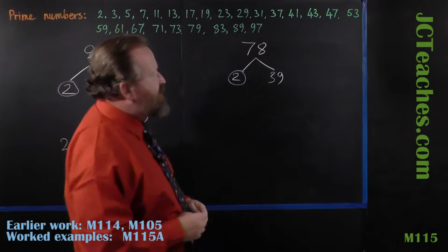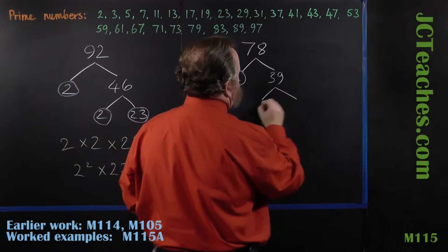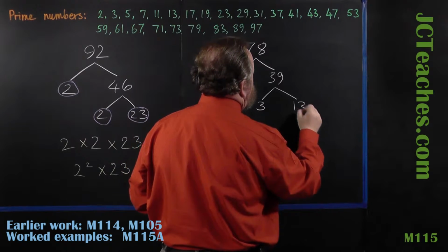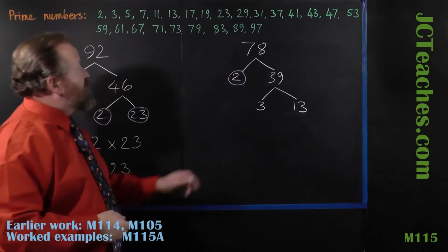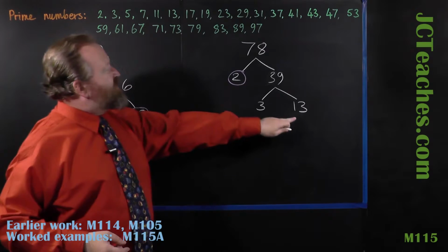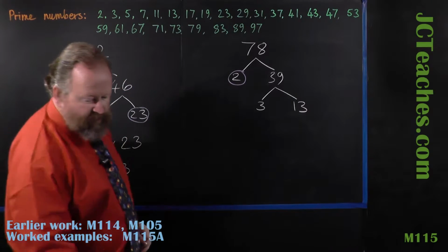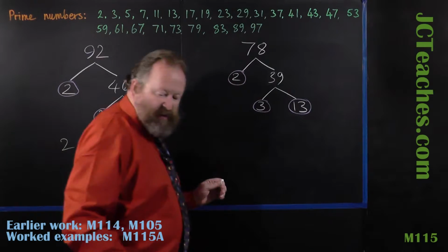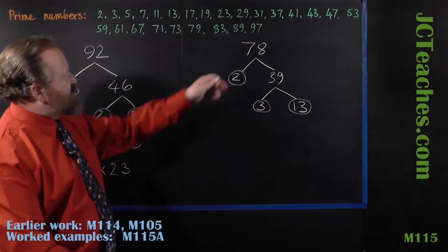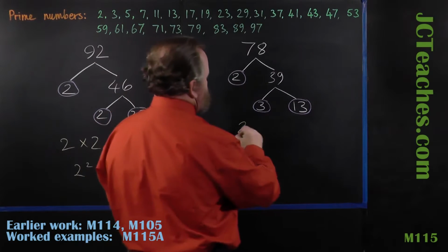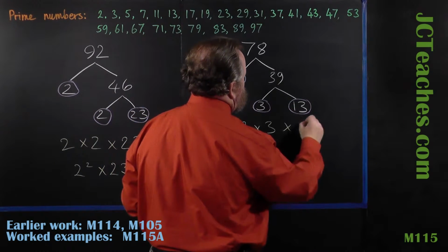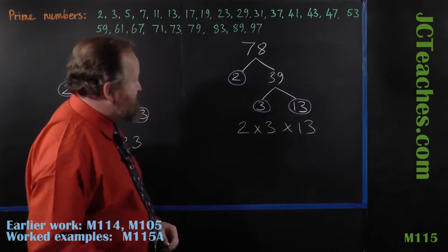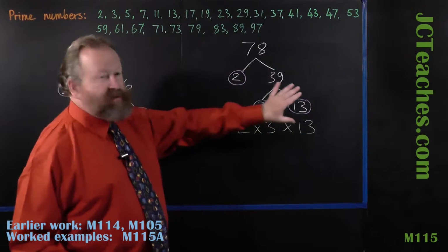because it happens to be 3 times 13. Now 3 is a prime number, 13 is a prime number. So in this case, these are our prime factors as well. So our prime factors of 78 will be 2 times 3 times 13. We can't split any of those numbers down any further.